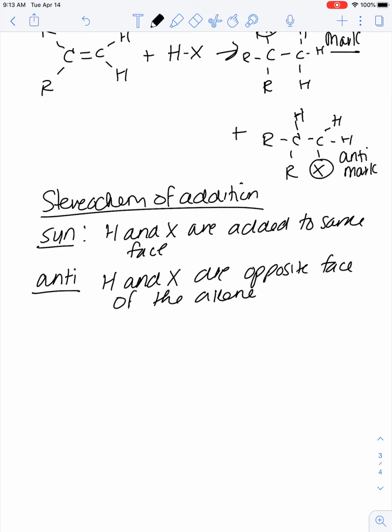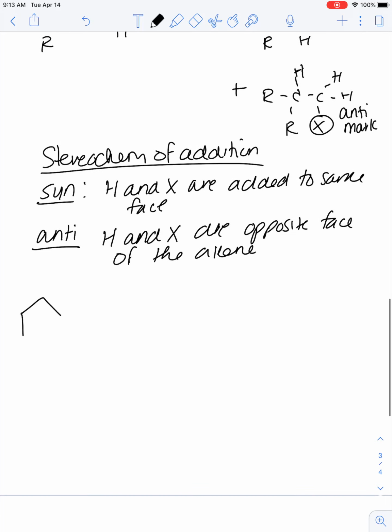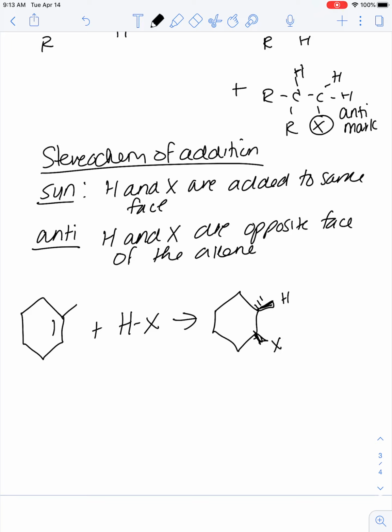So let's look at an example of this. If we have this alkene here plus the addition of a strong acid, we can have, again, addition of that HX across that alkene bond. So we could have the addition on the same face. We could have this, which would be syn addition, plus the enantiomer of this. So H and X could both be behind.